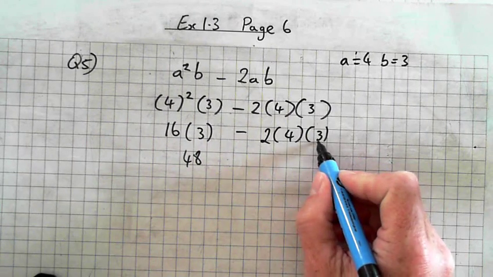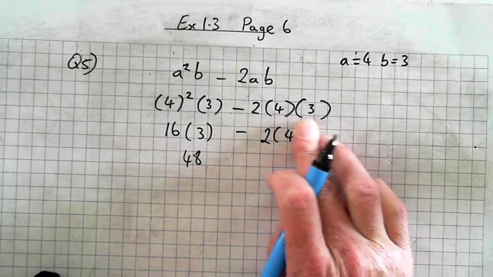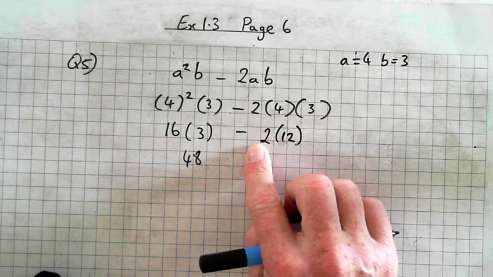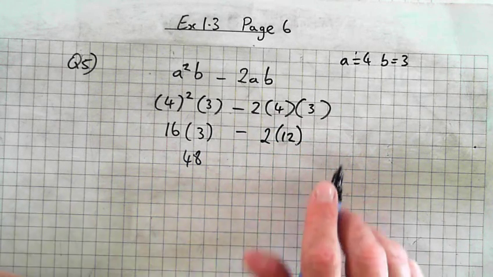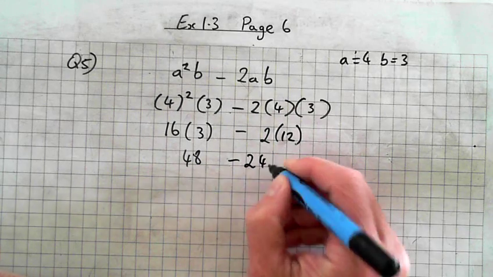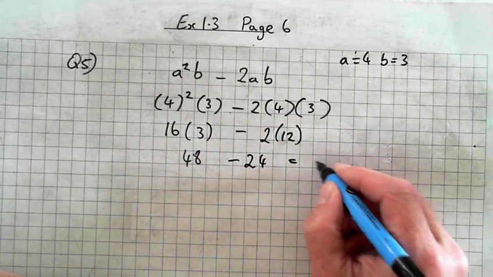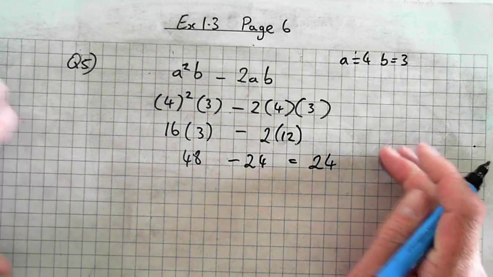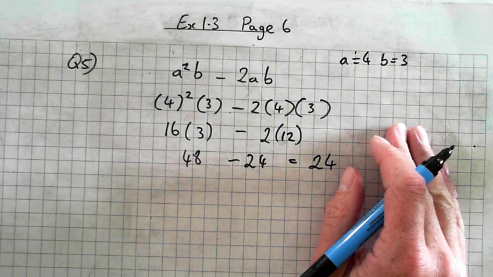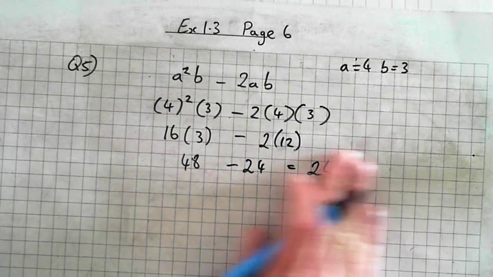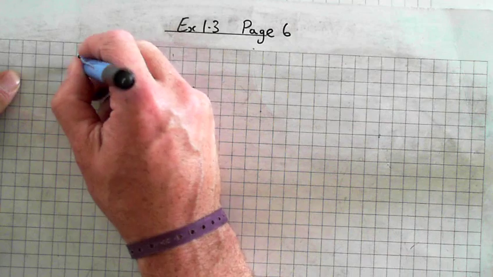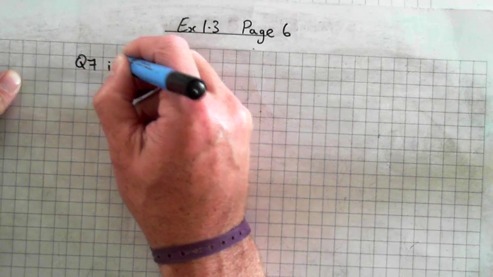Okay, we'll start off with what's 3 times 4? 12. What's 12 times minus 2? Minus 24. What's 48 minus 24? 24. Okay? Alright, that's question 5. Is that okay? Yeah. What's the next one? Question 7, 3. Question 7, part 3? Yeah.